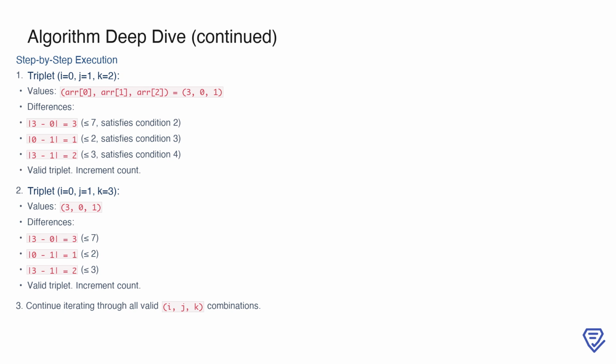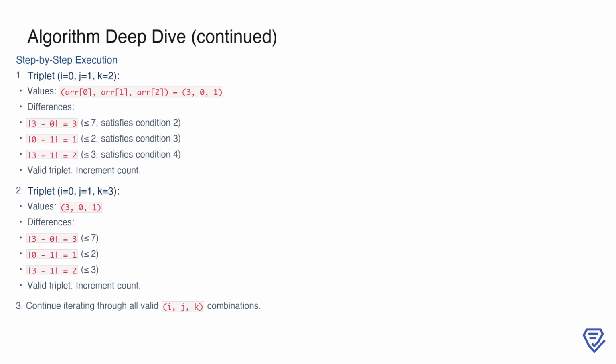For the triplet I equals 0, J equals 1, K equals 2, the values are ARR 0 equals 3, ARR 1 equals 0, and ARR 2 equals 1. The absolute differences are |3 - 0| equals 3, |0 - 1| equals 1, and |3 - 1| equals 2. These satisfy the thresholds A equals 7, B equals 2, and C equals 3, so this triplet is valid, and we increment the count. Next, for the triplet I equals 0, J equals 1, K equals 3, the values are again 3, 0, 1, with the same differences, 3, 1, and 2. This triplet is also valid, so we increment the count again.